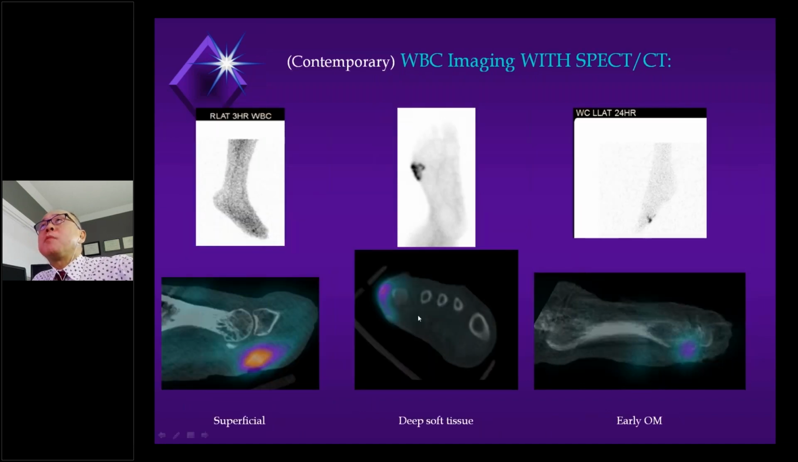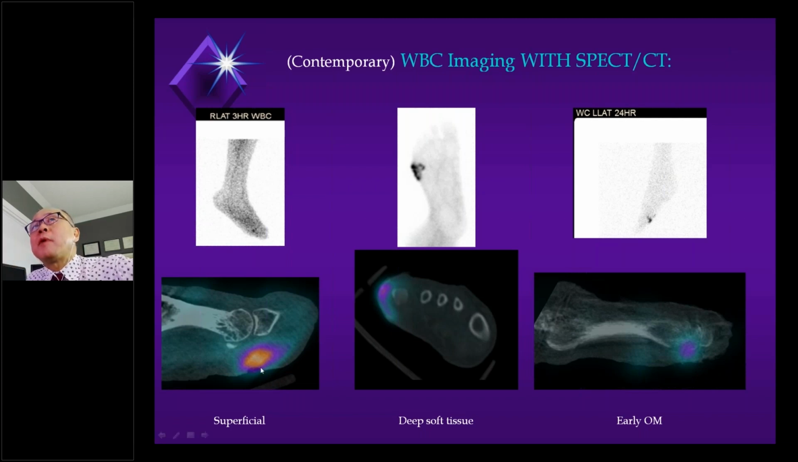But truly, in modern times, you're going to use SPECT-CT. We much prefer to have SPECT-CT. You want to have that fine spatial resolution. You want to have that full dynamic range of spatial resolution, because most of the time, the question is not whether there is infection. The clinical question is the depth of infection and the extent of involvement.